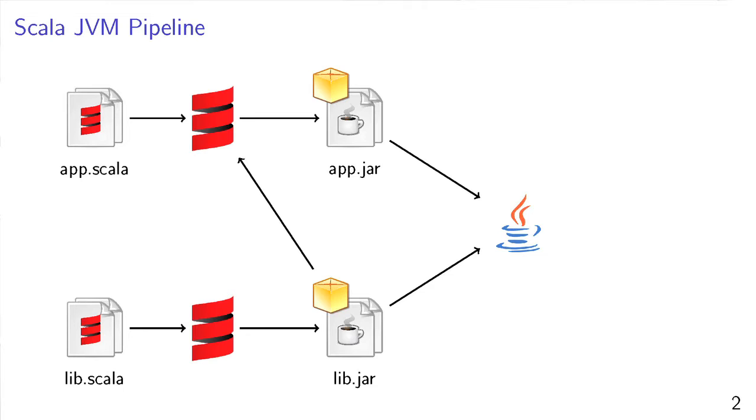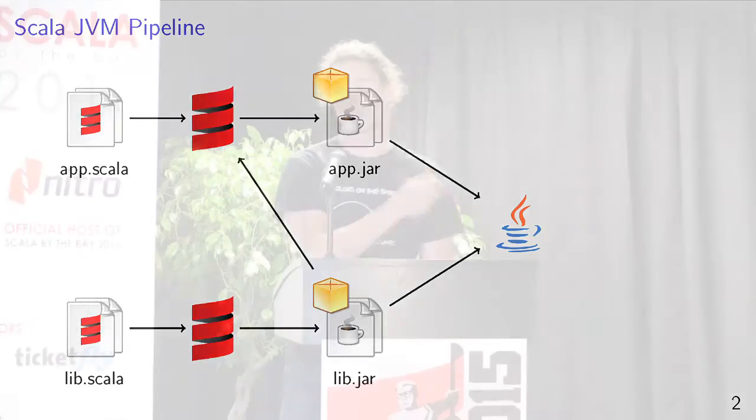Now, if these two arrows get out of sync, the one that goes from the library to the JVM and the one that goes from the library to the Scala compiler, then even though your stuff compiles properly, you will get class not found exceptions when you try to run your application.